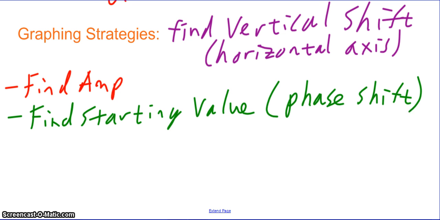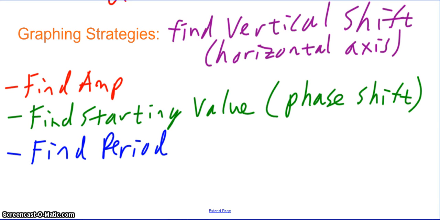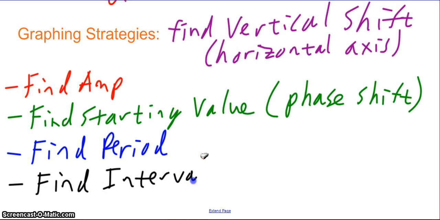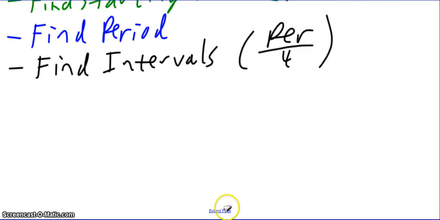After that I would find the period, and then find what I'm going to call the intervals. And the intervals are what we use to help us graph. The intervals are period divided by 4. And what that is, we'll look at this when we actually graph, is we can evenly separate points on the graph in order to easily graph a function.